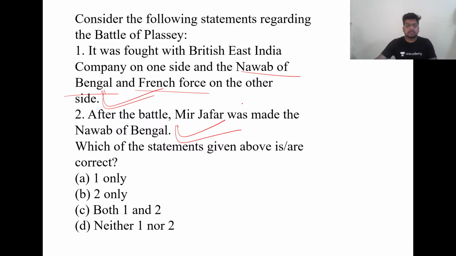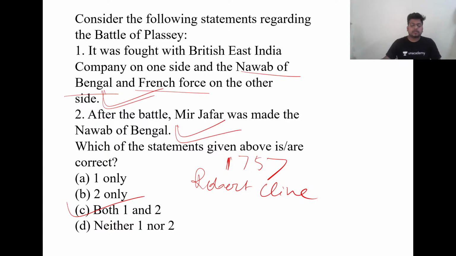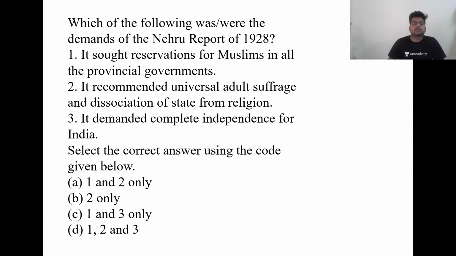The Battle of Plassey ended in 1757. Robert Clive led the company's army against Siraj-ud-Daulah at Plassey. So both these statements are correct. In 1757 it ended, and Robert Clive was the head of the British army. After the battle, Mir Jafar was made the Nawab of Bengal. So the British East India Company was on one side, and the Nawab of Bengal and the French force on the other side. Next.